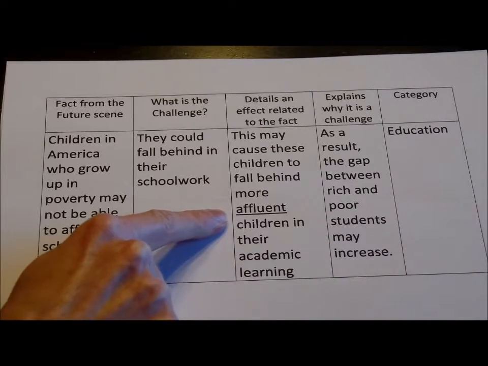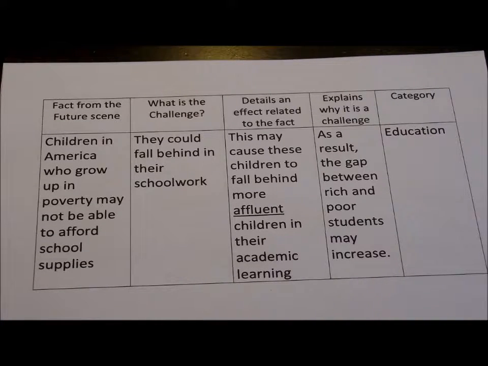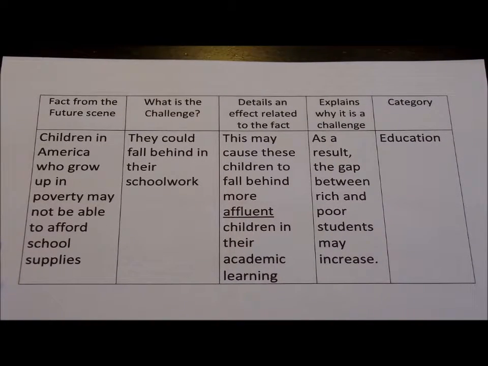Notice that this word affluent is underlined. For this topic of educational disparities, affluent was one of our vocabulary words. If they can get these vocabulary words into their own thinking, they get those flexibility points. If the vocabulary word happens to show up in the fact, it is my understanding that they would not get those points for using that word because it wasn't their own use of it.